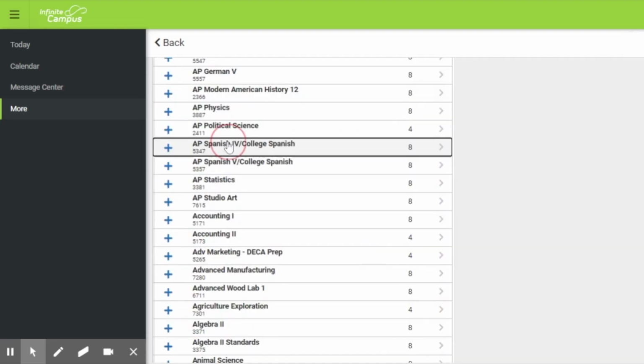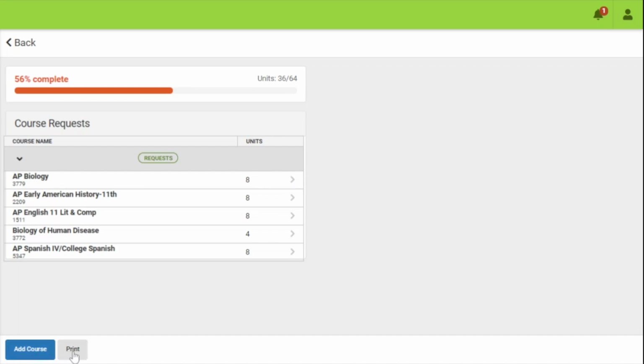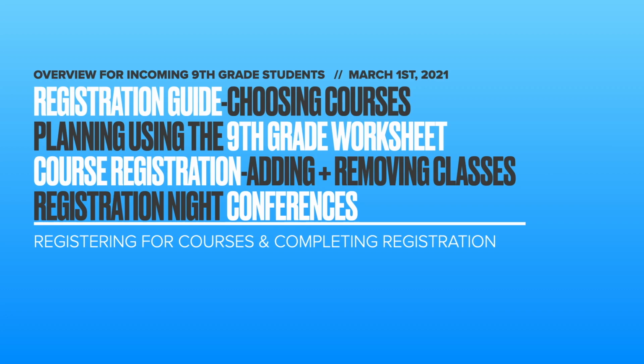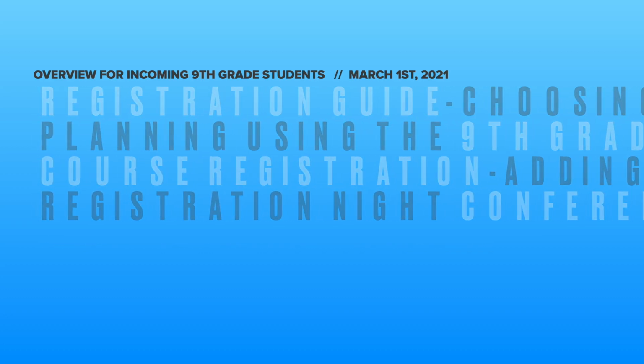As you add courses, I want you to notice that when you click on add alternate or add request, it allows you to pick delete as well. You can also remove courses from the main course request page. Once you're done completing your request, you have 8 credits, your 64 units, and 6 alternates. You're done. You don't need to save anything, you just need to log out. Those requests will be recorded when we close the window.